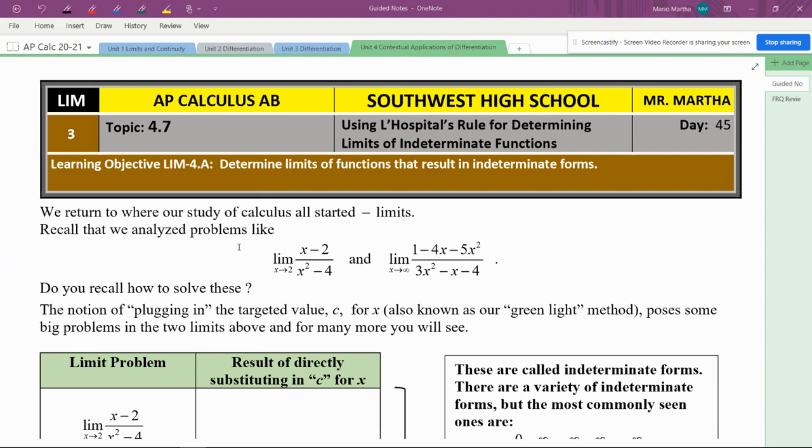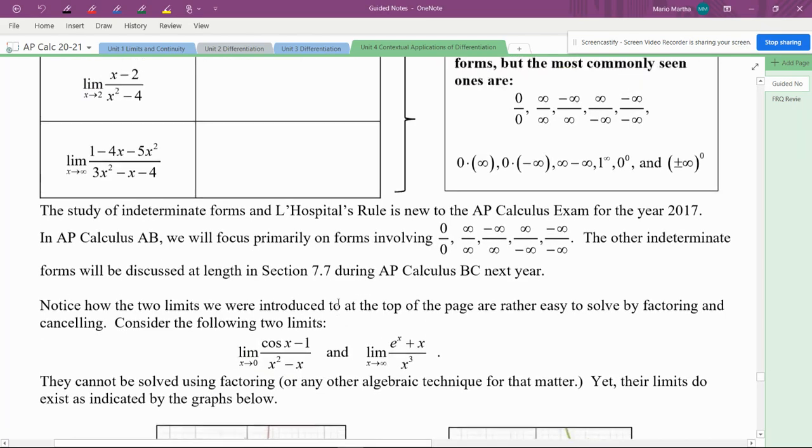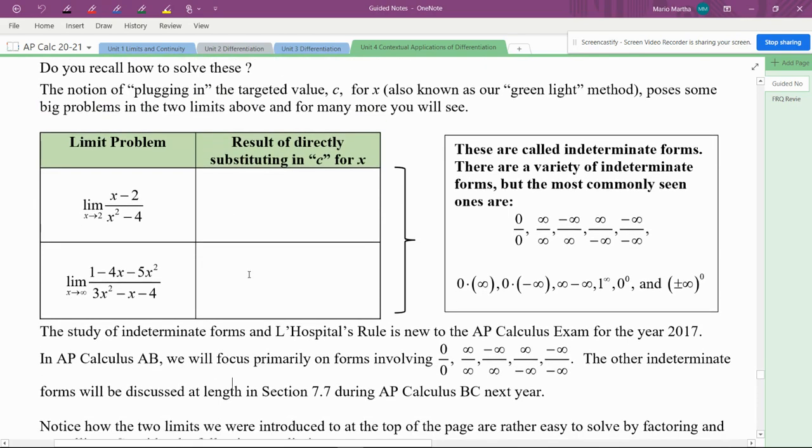So recall that we analyzed problems like the limit as x approaches 2 of (x minus 2) over (x squared minus 4), and the limit as x approaches infinity of (1 minus 4x plus 5x squared) over (3x squared minus x minus 4). Do you recall how to solve these? The notion of plugging in the targeted value of c for x, also known as our green light method, right? You just go ahead and plug it in. It poses some big problems in the two limits above, and for many more you will see. So one of the things we're going to be looking at here is our limits if we do plug in c directly for x.